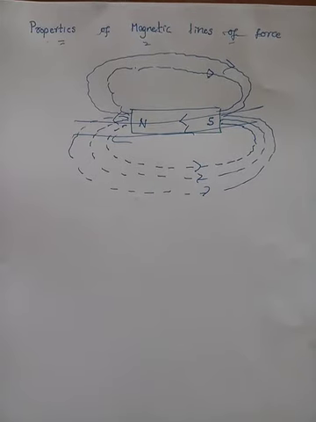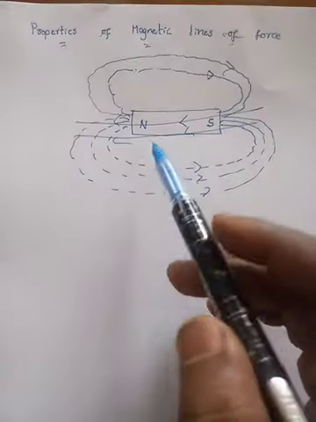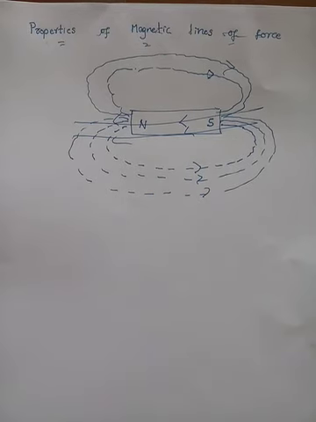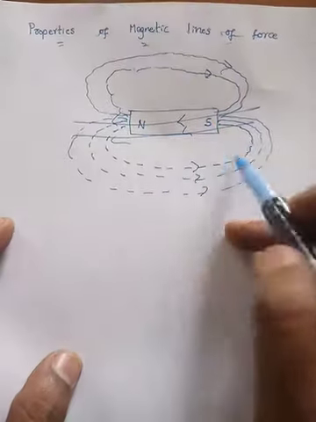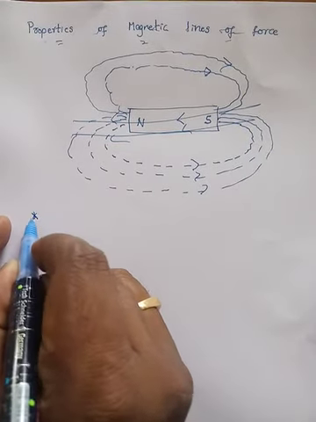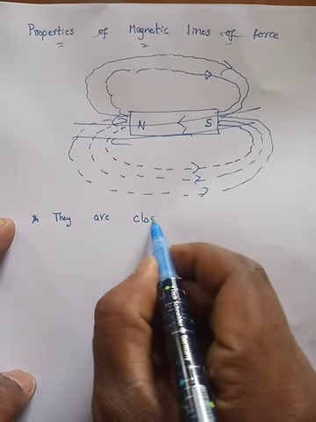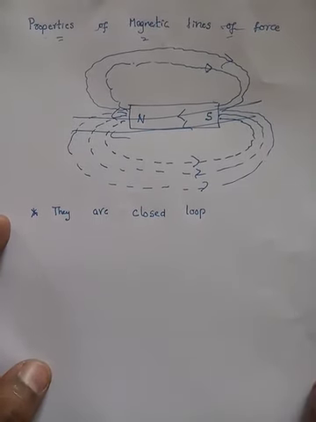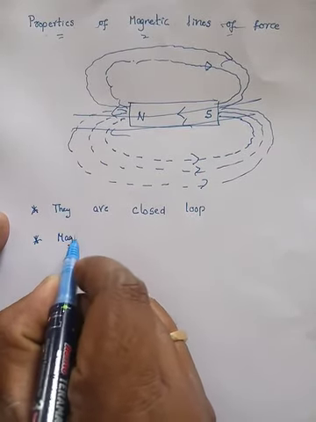So that is the difference we can say when comparing electric lines of force and magnetic lines of force. In magnetic lines of force, the lines of force move from north to south outside the bar magnet, whereas they move from south to north inside the bar magnet. These are closed loops, is it right? They are moving from north to south as well as south to north. So we can write this as they are closed loops, right? Why are they closed loops? Because the magnetic lines of force are moving from north to south outside the magnet and south to north inside the bar magnet.